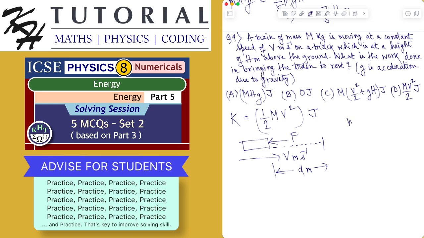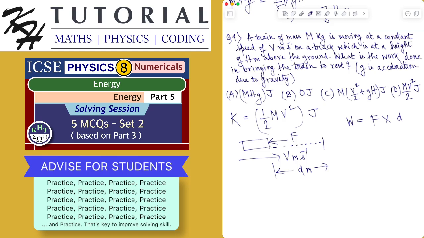So we can say that the work done by the force to stop the train will be the force applied, we don't know what force, multiplied by the distance, the displacement of the train. Now please note that the direction of the force is opposite to the direction of the displacement of the train.